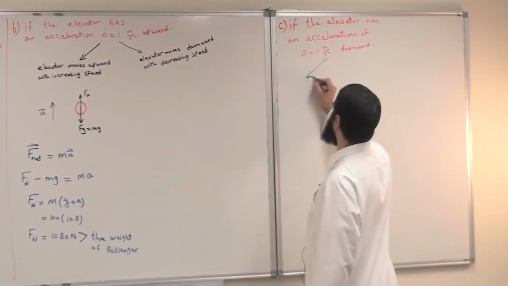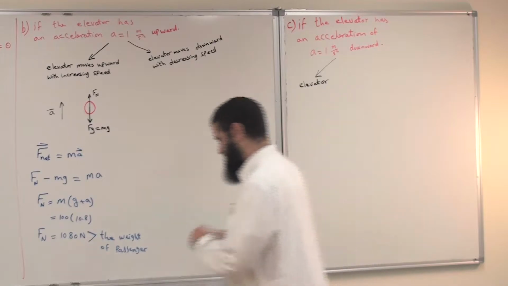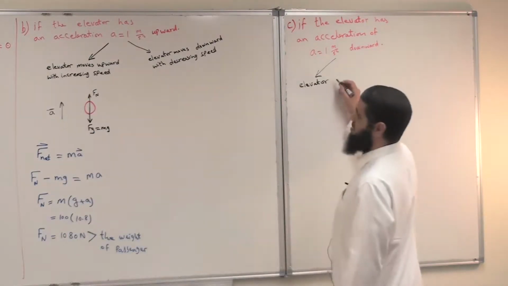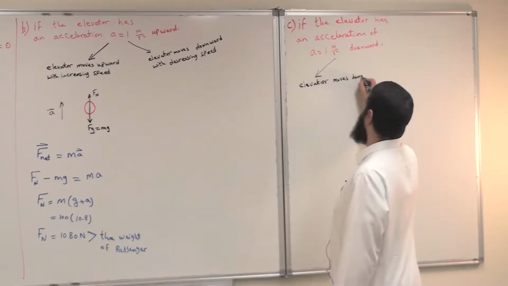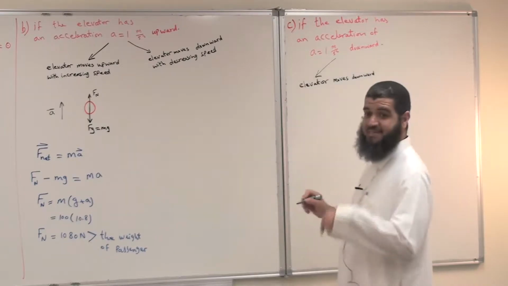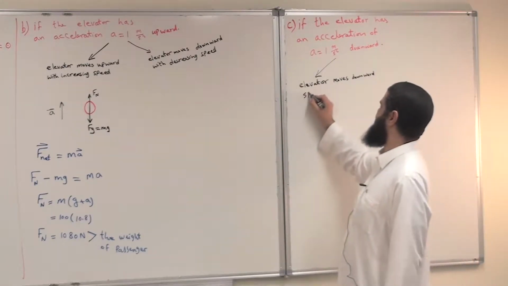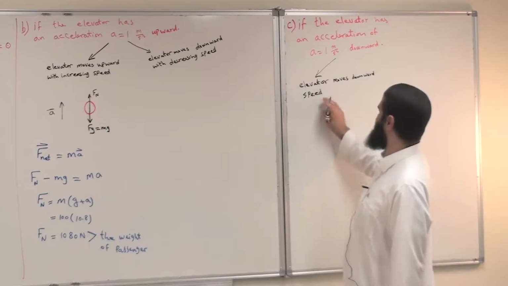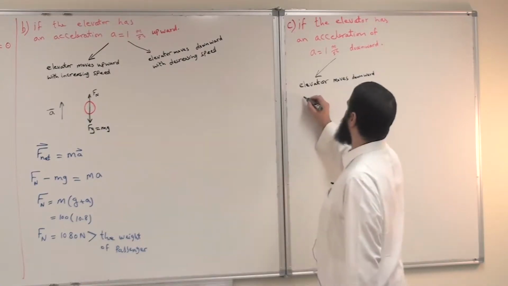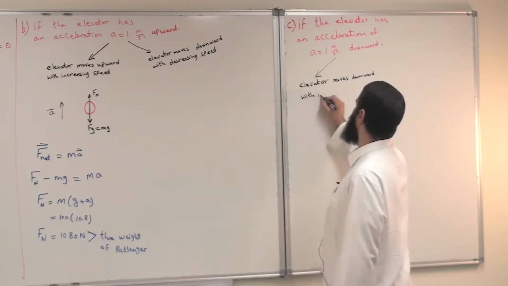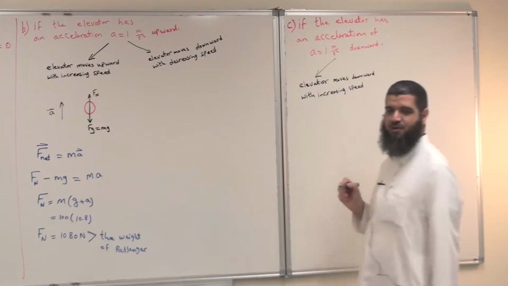We might think of the elevator moving downward, okay? Let me choose the other pen. The elevator moves downward, and the acceleration is downward. So the velocity is downward and the acceleration is downward. This means the speed is increasing. Let me use the same wording, with increasing speed. So it is accelerating downward.